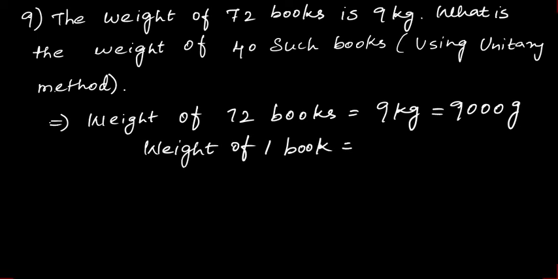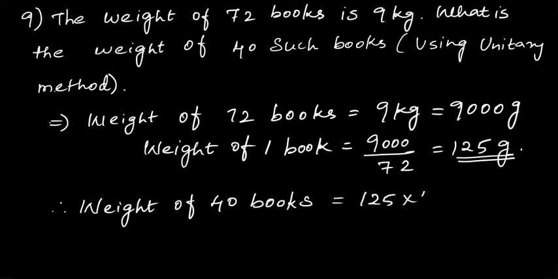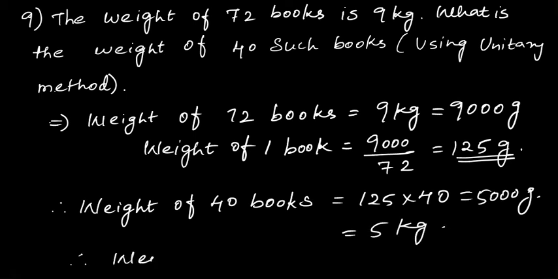So weight of one book is equal to 9000 divided by 72. When you divide, you'll get 125. So this is the weight for one book. Now you need to find the weight of 40 books. So weight of 40 books is nothing but multiply 125 into 40, we'll get 5000 gram, which is nothing but 5 kilogram. Therefore, the weight of 40 books is 5 kilogram.